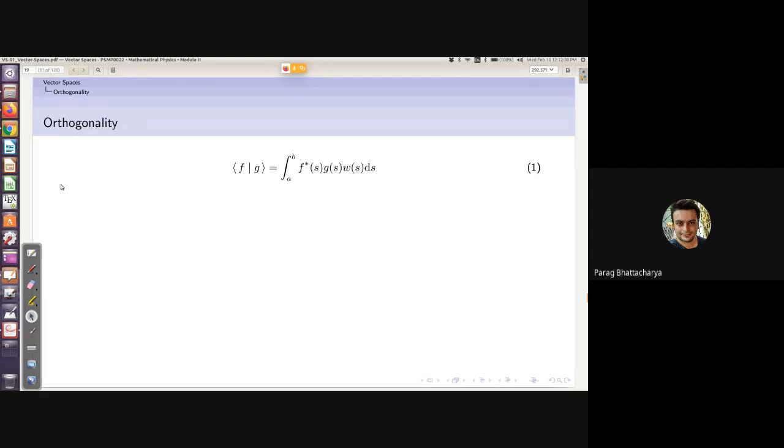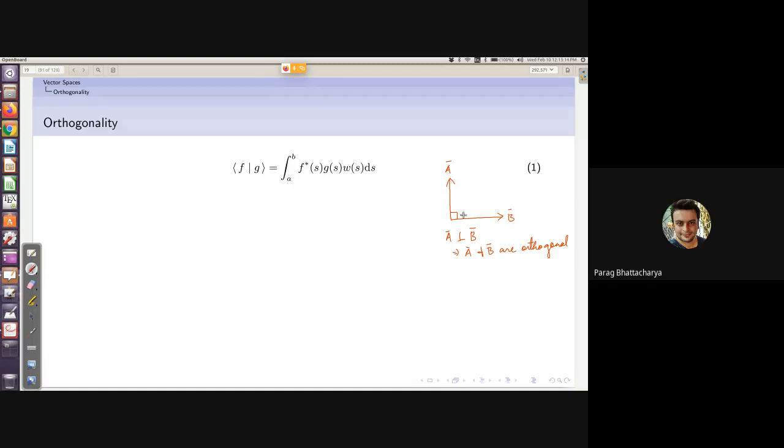This brings us next to the idea of orthogonality. You already have some idea about orthogonality. Orthogonality implies perpendicularity. We can talk about two vectors being orthogonal. Suppose I have one vector A and another vector B. If A is perpendicular to B, we say that A and B are orthogonal.